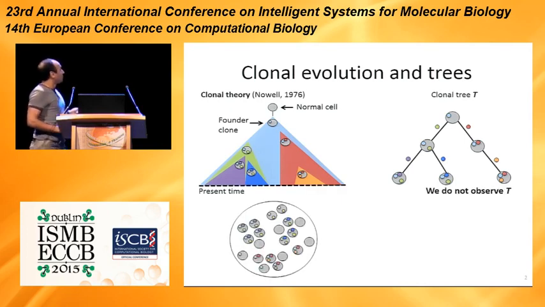So when we look at a tumor at the present time, we actually have a heterogeneous mixture of cells. So this is known as intratumor heterogeneity. And from this heterogeneous mixture of cells, we actually want to infer the tree. And the reason why we want to do this is because it has applications in personalized cancer medicine. So for instance, if you would know the tree, you could target subclonal mutations that confer resistance or that have metastatic potential.